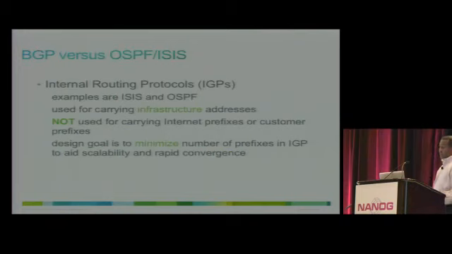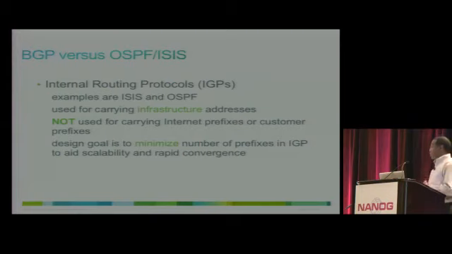So the role of IGPs and IBGP. First, let's discuss BGP versus OSPF, ISIS. OSPF and ISIS are the main IGP protocols used in service providers. The IGPs, ISIS and OSPF, are used to carry infrastructure addresses, like interface addresses, loopback IP addresses, and so on within the service provider network. They are not used to carry customer addresses, and obviously not other service provider prefixes.